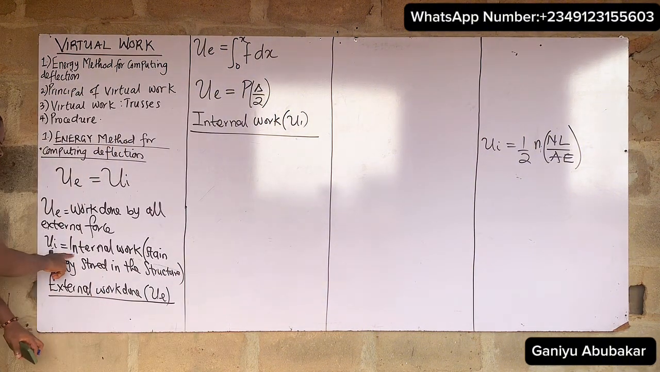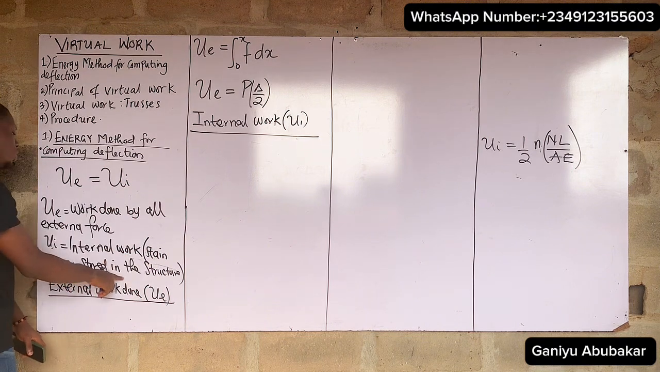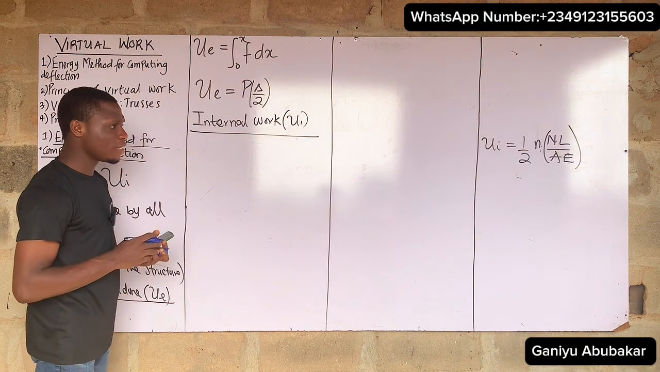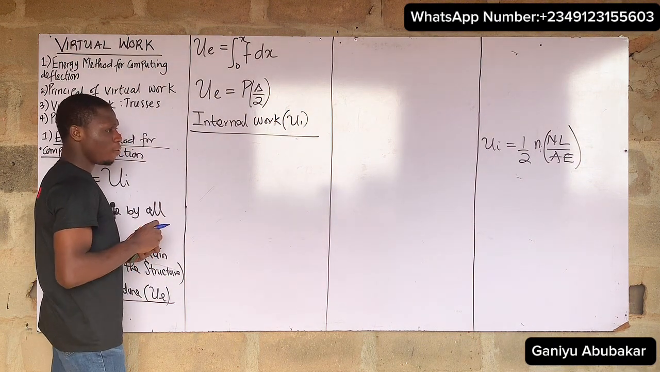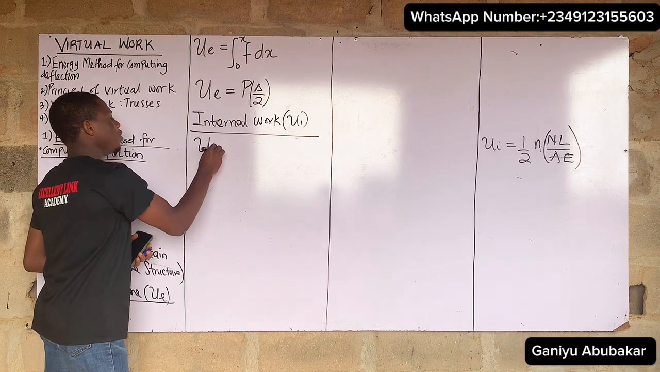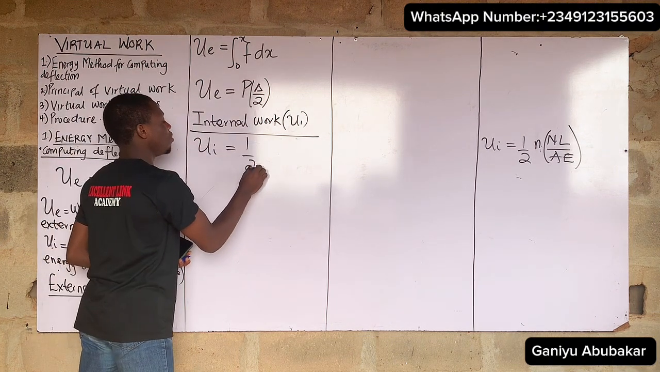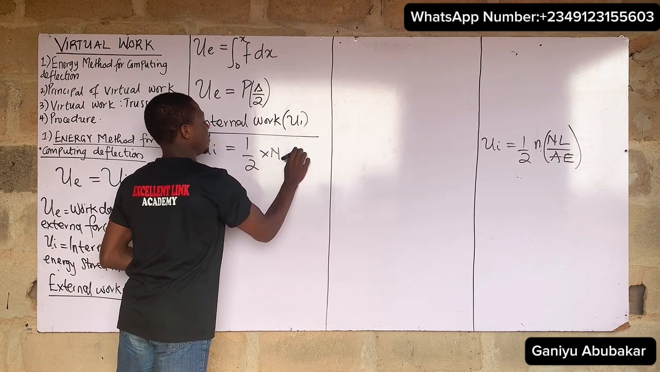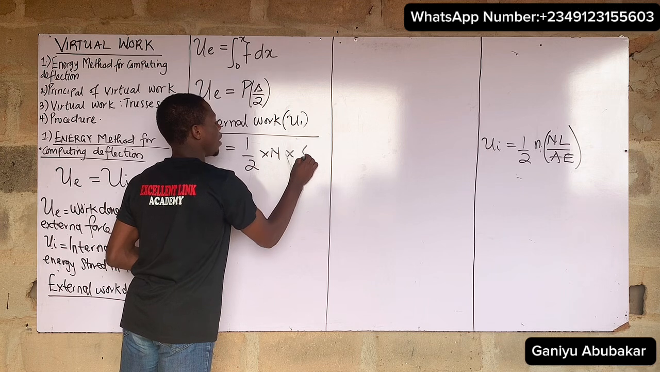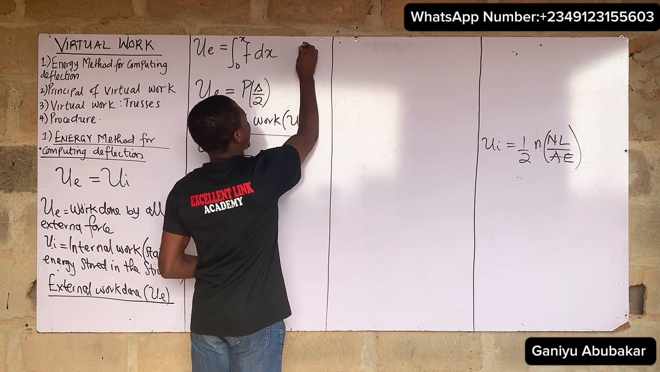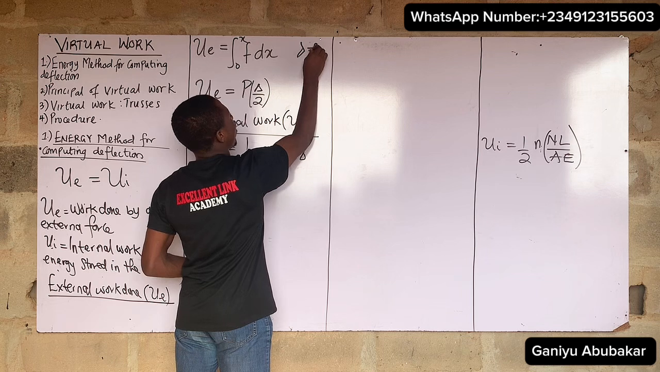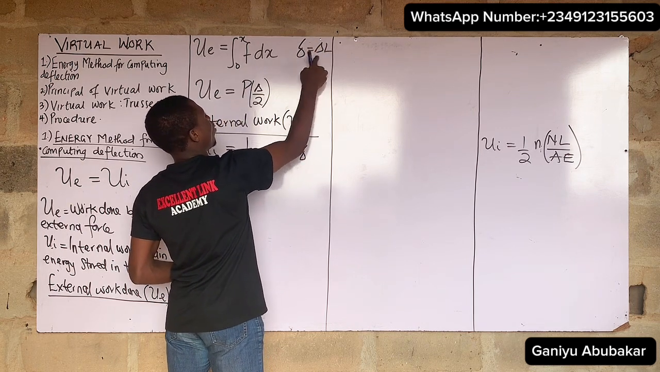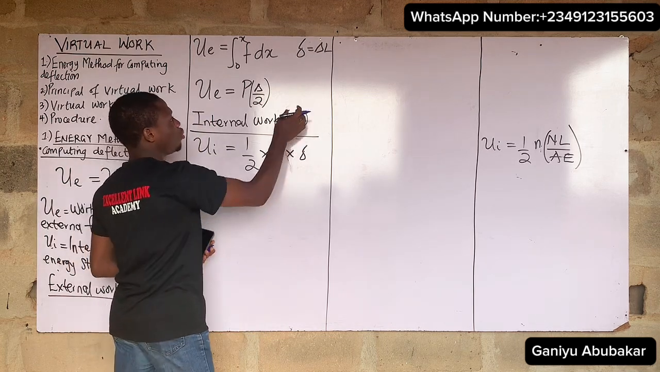When it comes to internal work, we said strain energy stored in a structure. Now that will lead us to our concept of state of material, right? From here, UI is initially half times n times delta. See this symbol? Either I use this symbol or I use change in L. They are the same thing. So per se, I can use change in L.